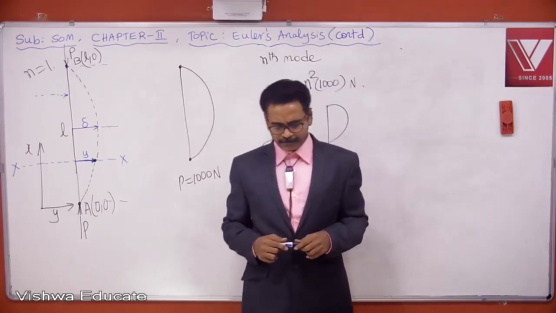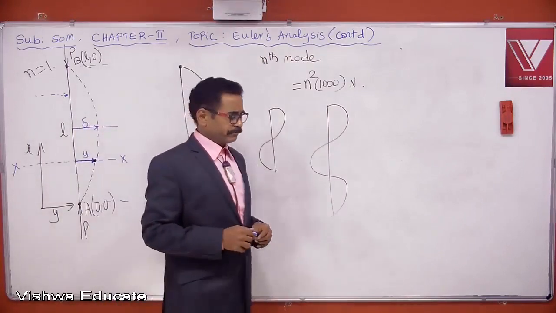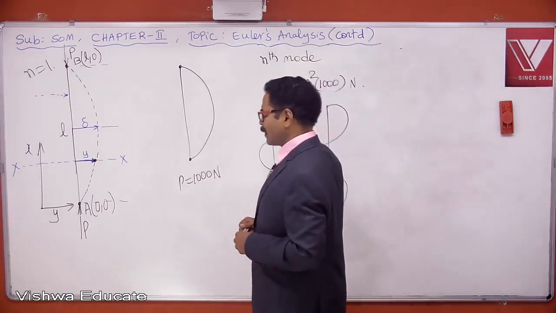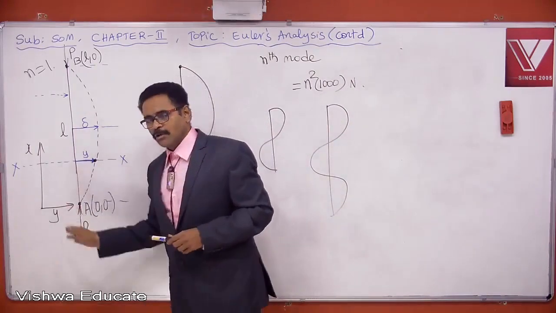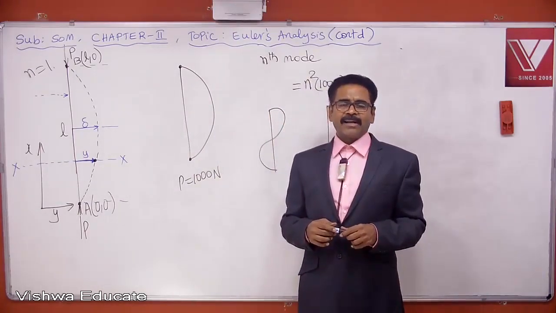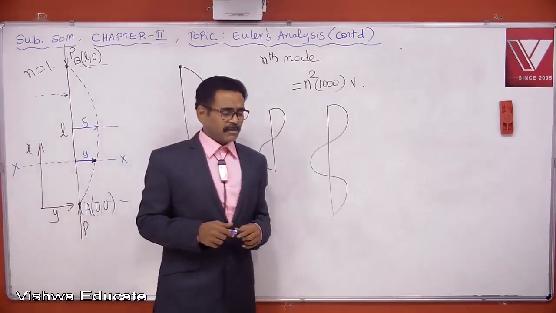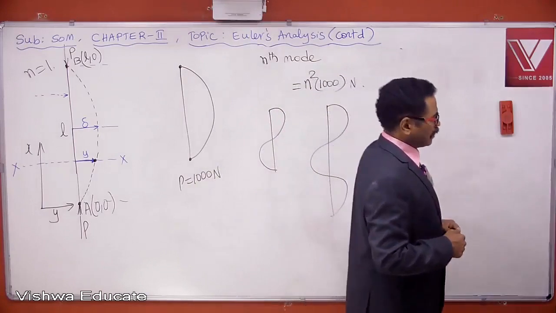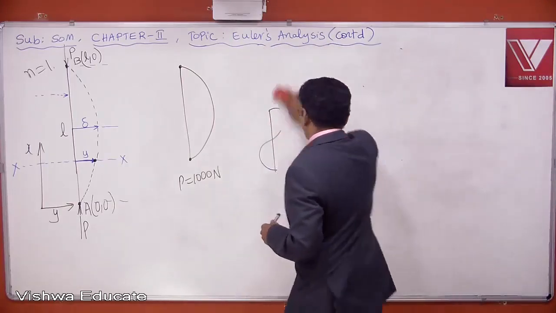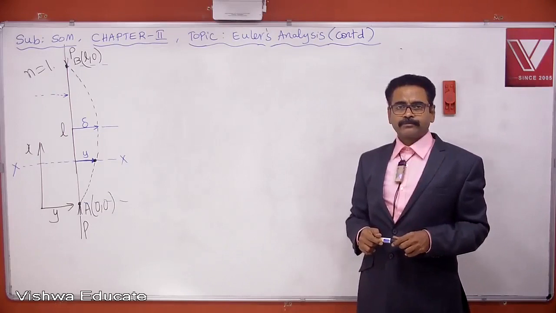And next point. The critical load of a column corresponding to the first mode is called fundamental critical load, or first critical load, or basic critical load. Okay?